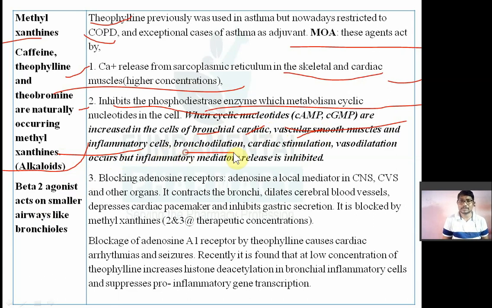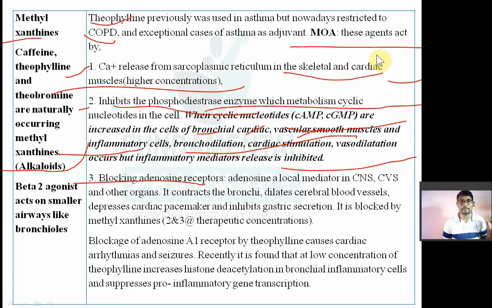So bronchodilation, cardiac stimulation, vasodilation occurs. Inflammatory mediators are released or inhibited. So this is how they will act. They will also act by a third mechanism, known as blocking the adenosine receptors. Okay, so this theophylline acts by three mechanisms.